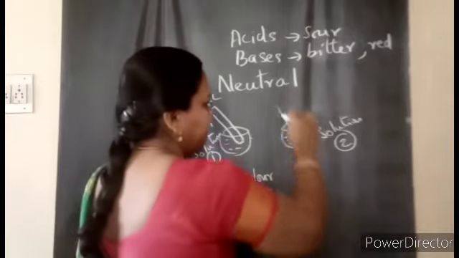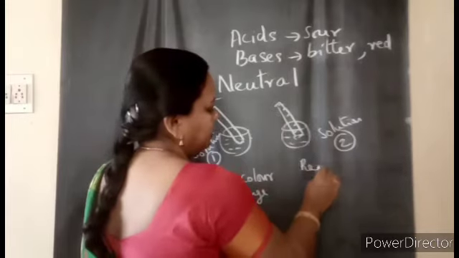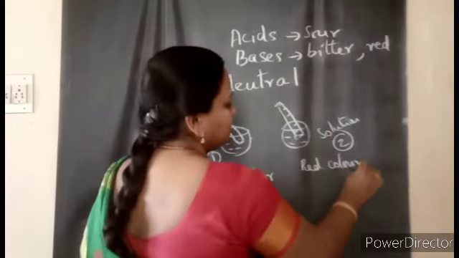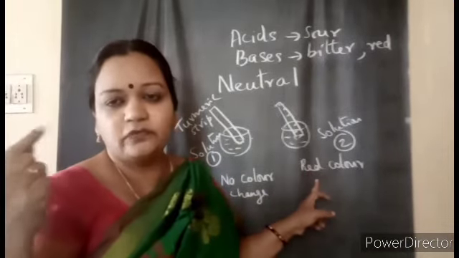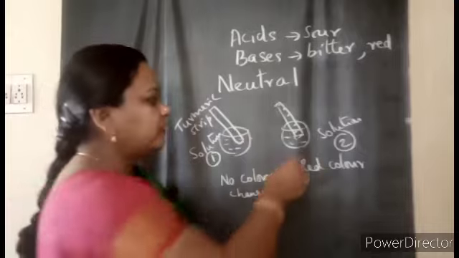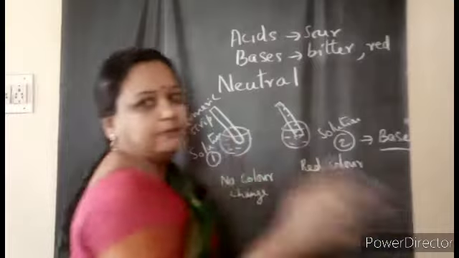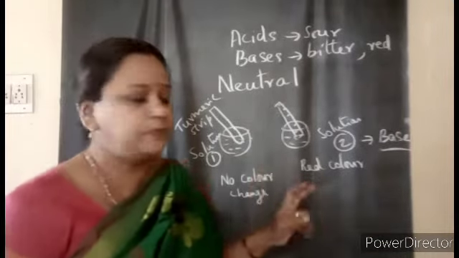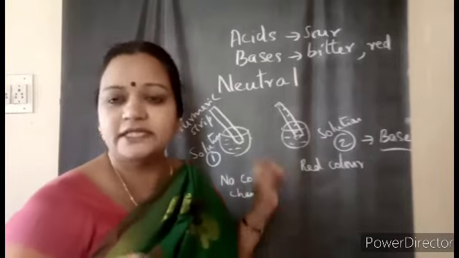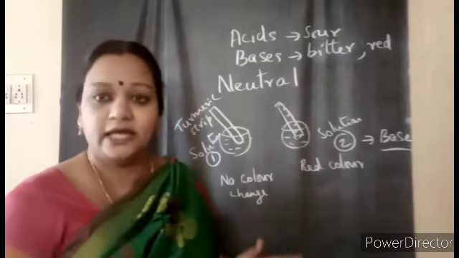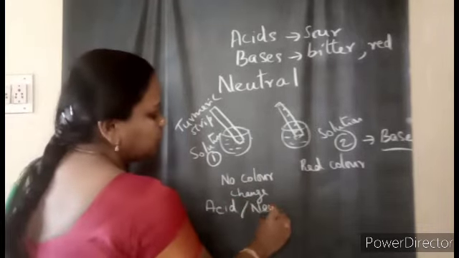But when you take another strip and dip it here, you see red color. The turmeric strip changes into red color. So you can conclude that as soon as you find the turmeric strip changing into red, you can confirm solution 2 is a base. It is basic in nature. But coming to solution 1, there is no color change. So can I confirm it is acidic? No, you can't say it is acidic. It can be an acid, or it can be neutral also.